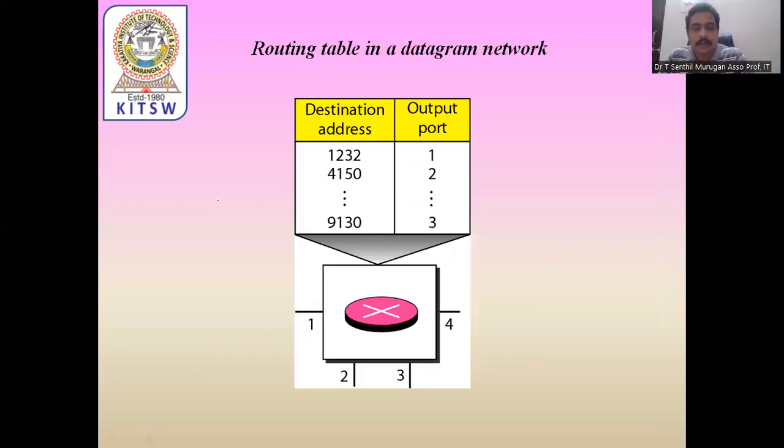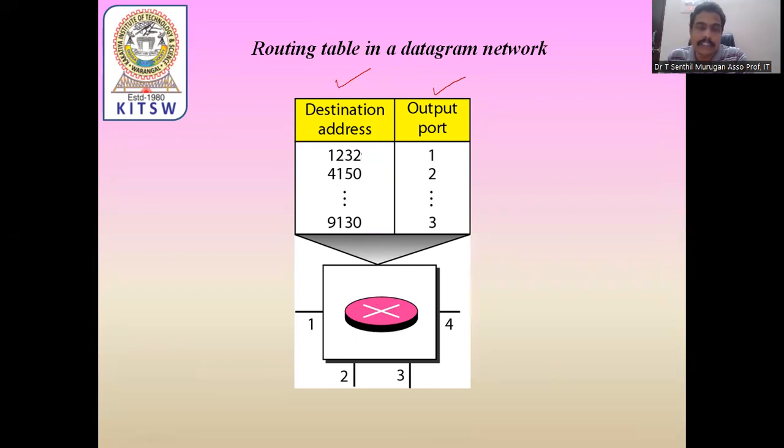So whenever the router is forwarding the information, it's maintaining some table. That table name is routing table. Here in this diagram, we represent the routing table. In this routing table, what information is there? Destination address and output port address. So what is the meaning of that?